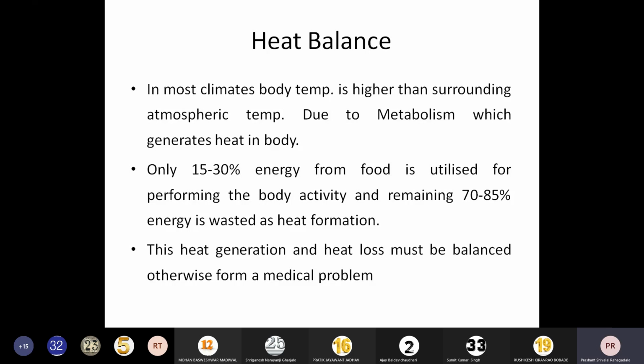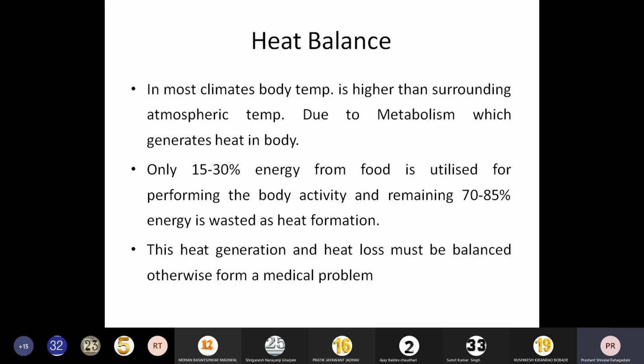So the metabolic heat which we have generated and the heat which we are receiving from external sources must be matched by your body. Okay. If the heat gained and the heat lost are not balanced, then the body temperature will either rise or fall, and it may lead to a serious threat to your life. So this you have to keep in mind.